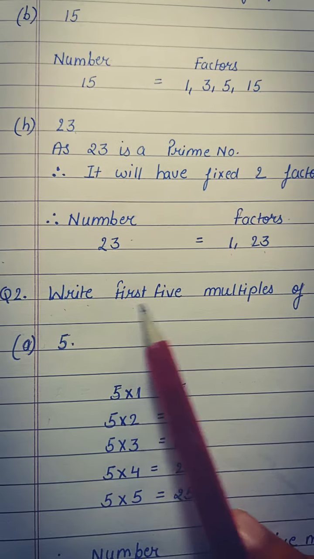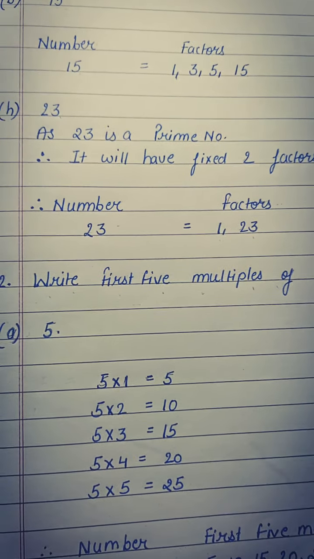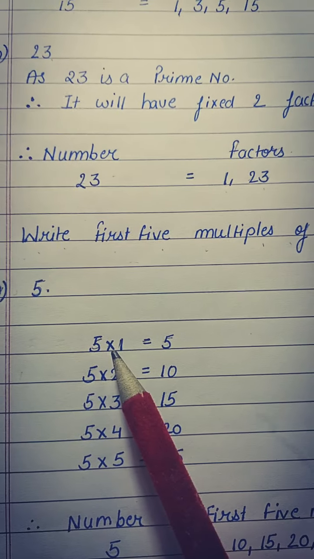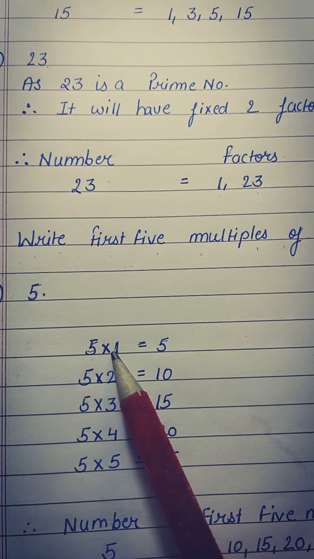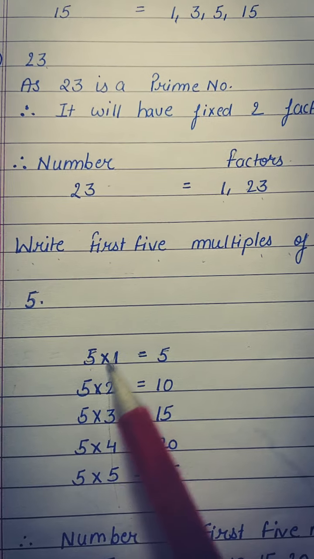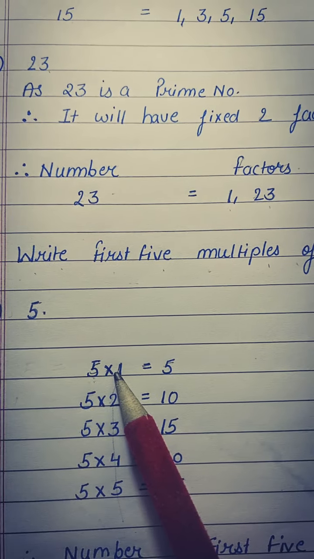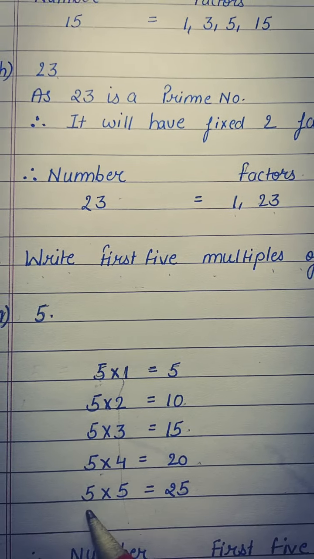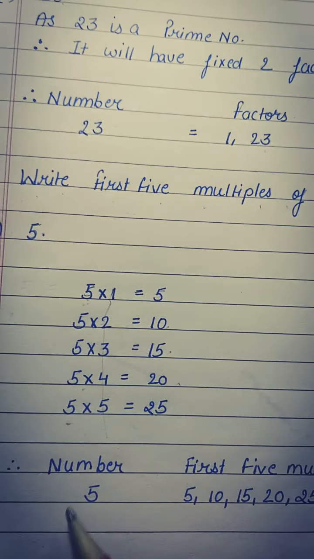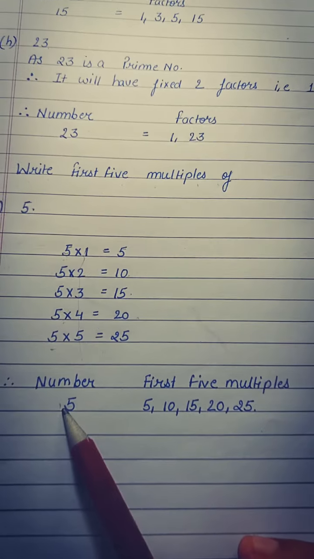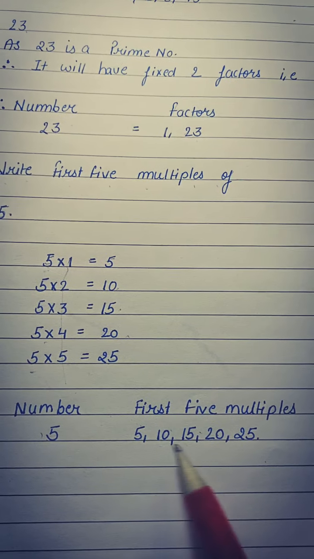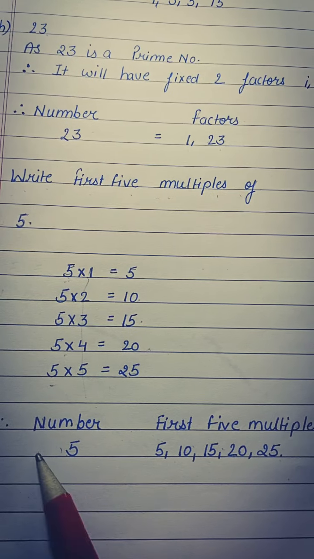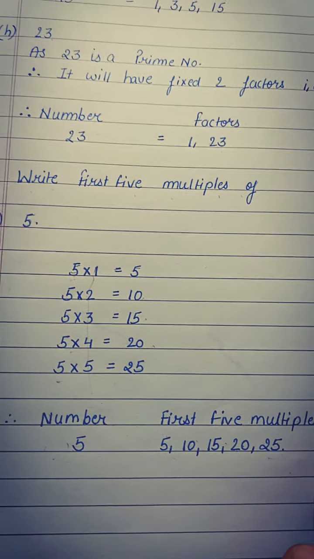Second question: the first 5 multiples of the following number. I will just show you one because it's very easy. The method of obtaining the multiples is by multiplying the number with the first 5 natural numbers. 5 is multiplied by the first 5 natural numbers, that is 5 times 1 is 5, 5 times 2 is 10, 5 times 3 is 15, 5 times 4 is 20, 5 times 5 is 25. So I will represent the number and the first 5 multiples: 5, 10, 15, 20 and 25. In this way I will write the first 5 multiples of 5.